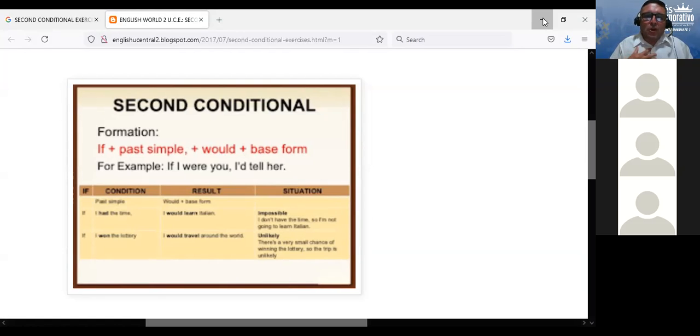Look at the other one. If I won the lottery, I would travel around the world. How do you say that one in Spanish? Si yo ganara la lotería, viajaría por todo el mundo. That is hypothetical. What are the possibilities of a person winning the lottery? Maybe one in a million. So the possibilities of these two examples are very small.